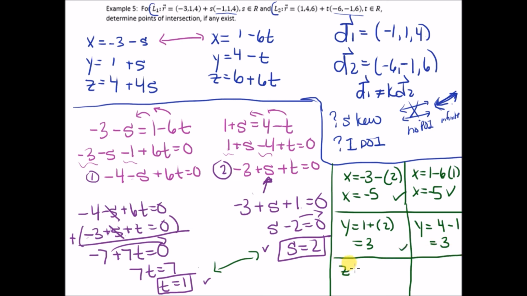Now let's test the z's. Z equals 4 plus 4s. So 4 plus 8, I get 12. And then I get z equals 6 plus 6 times 1, which is 12. So because all of these line up, therefore, the point of intersection is (-5, 3, 12).